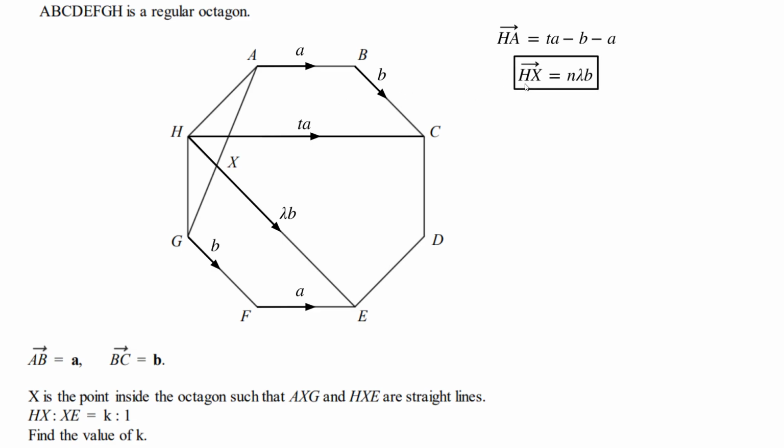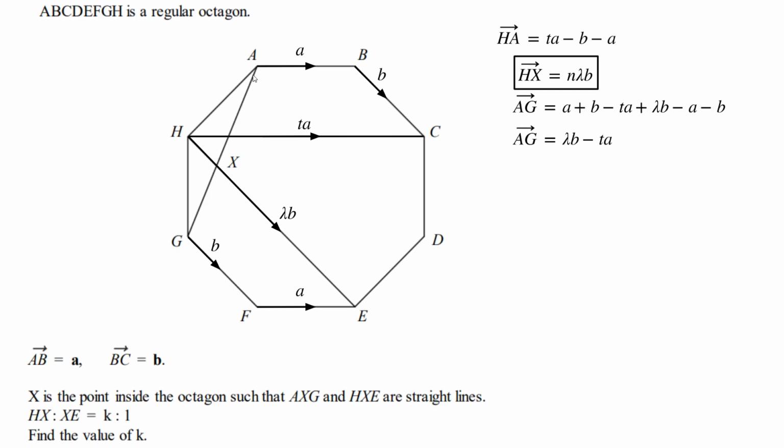We can say that HX is some amount of this full line. The full line is HE, and we'll say that the scalar that gets us from HE to HX is n. So n lambda b is H to X. If we can figure out what AG is, we can figure out what AX is, because it's just some amount of AG. So AG is a plus b minus ta plus lambda b minus a minus b, and then simplify that. So AG is lambda b minus ta.